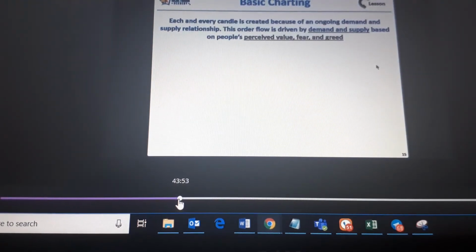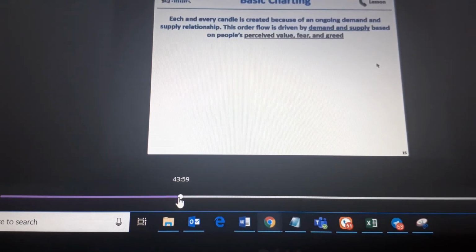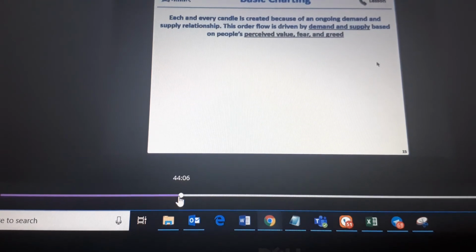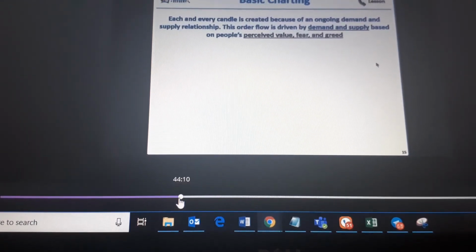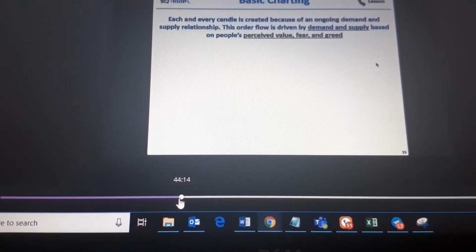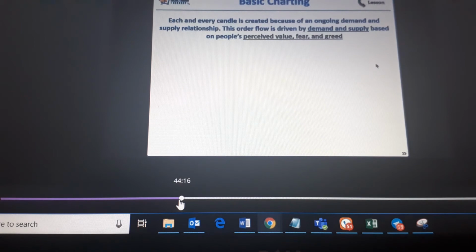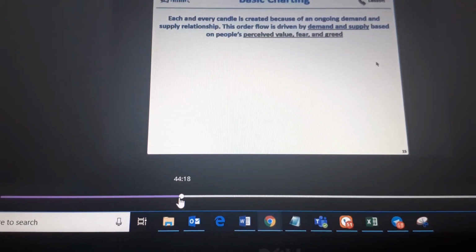Let's suppose a candle opened at 100 and it closed at 110. So that will be a green candle. Similarly, if the candle opened at 100 but closed at 90, that means there were more sellers in that candle. The people wanted to sell that stock, that's why the candle opened at 100 and went down to 90. So this order flow is driven by demand and supply based on people's perceived value, fear, and greed.